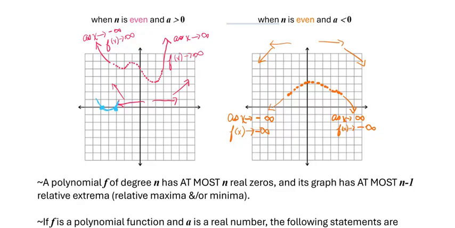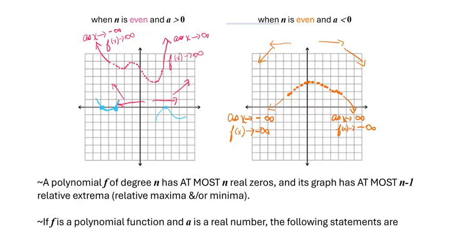It will either cross or touch the x-axis n times. Like here, I drew a picture of it crossing the x-axis, but I could also draw a picture of a polynomial graph touching the x-axis, just in one place right here, right? And then going off and doing its own thing.